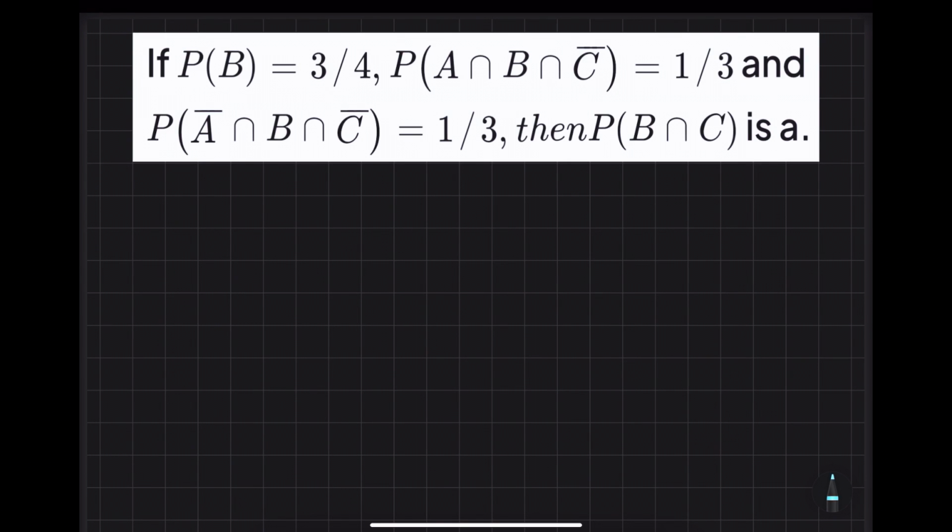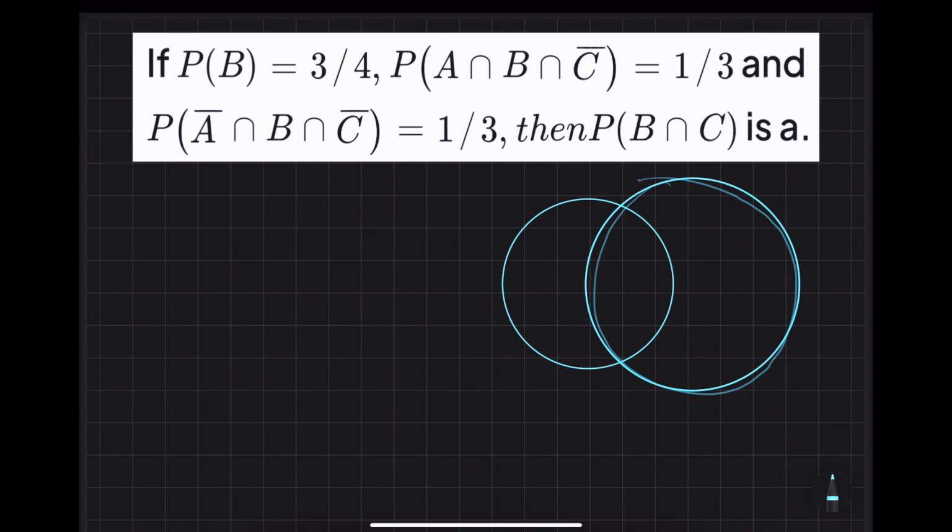So, we got a wholesome new problem which says if P of B equals 3 by 4, P of A intersection B intersection C bar equals 1 by 3, P of A bar intersection B intersection C bar equals this, then this is what? Okay, now you know that in this question they are talking about three sets A, B and C. So first try to draw the diagram so that we can understand this with better clarity.